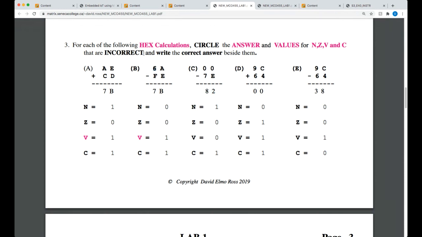So let's take a look at this one. 6 is a positive because it's in range 0 to 7. F is a negative, so this is a positive subtract a negative. A positive subtract a negative is the same thing as a positive plus a positive. And if this is right, that's a positive. So we've taken a look at some of these things.